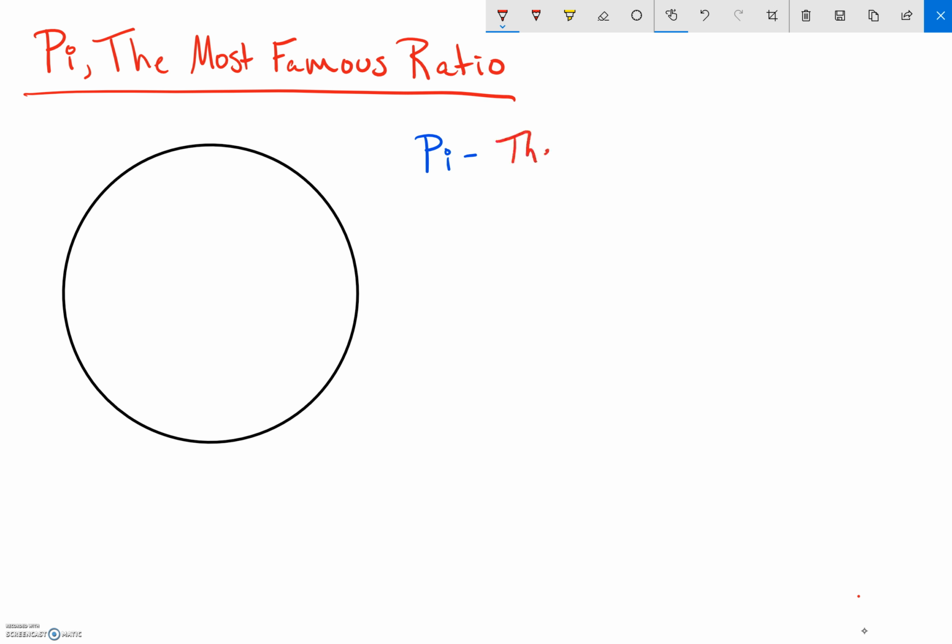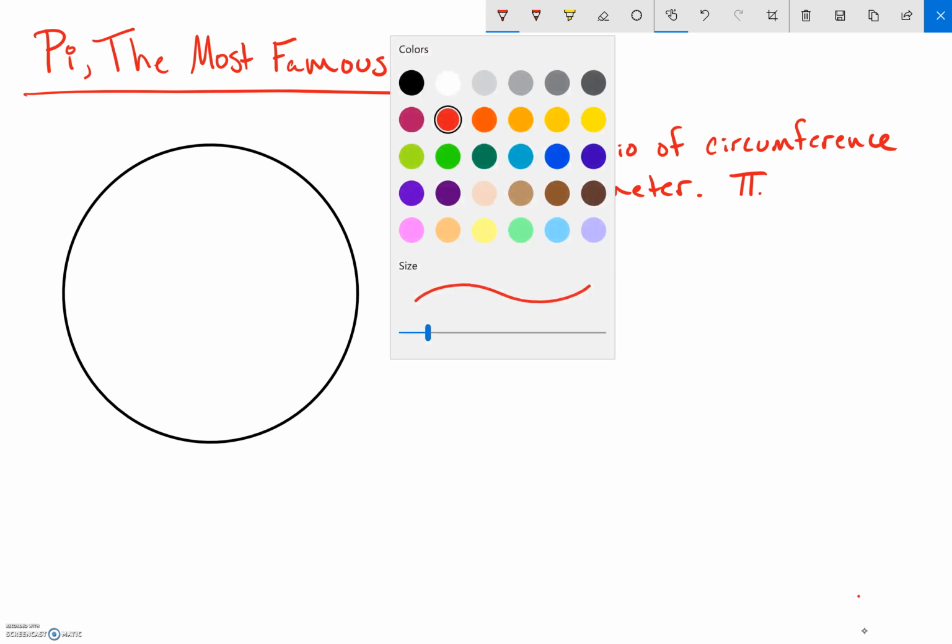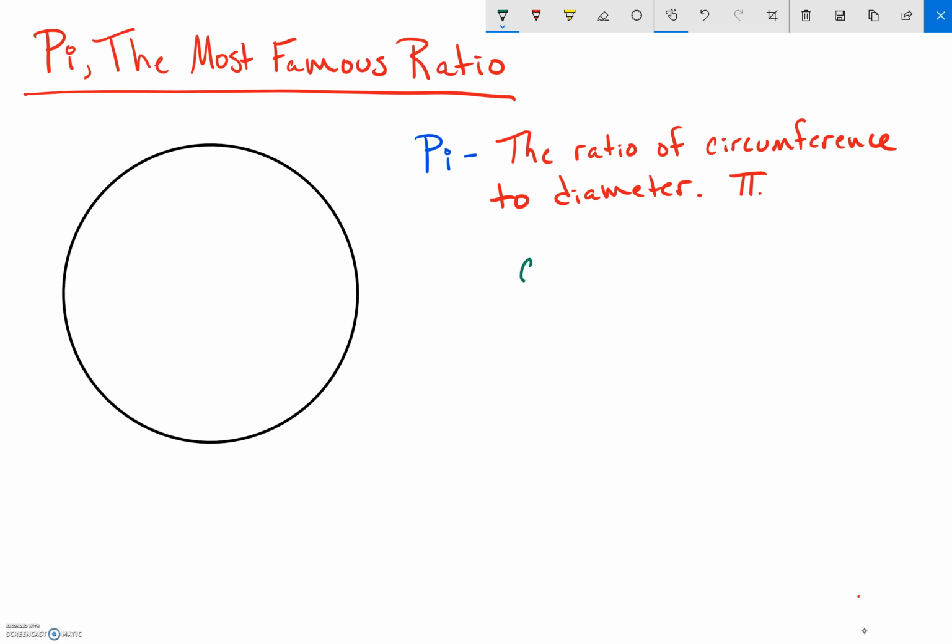Pi is the ratio of circumference to diameter. And pi has a symbol when it's used in math, and that is the pi symbol. So when you see that, that's what it stands for. So pi is a ratio of circumference to diameter. It's a comparison of those two numbers.